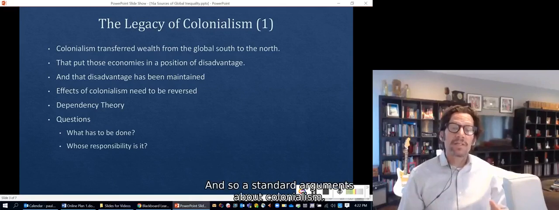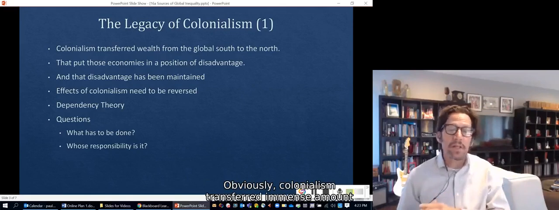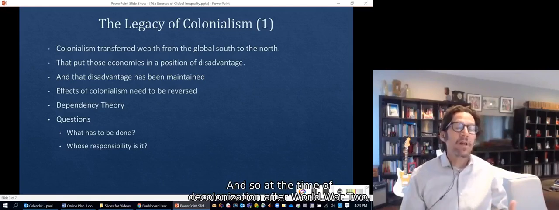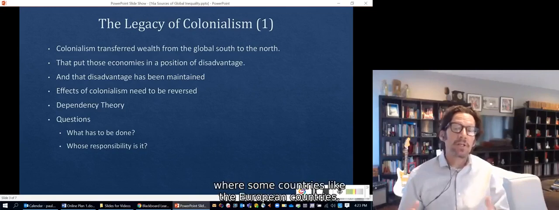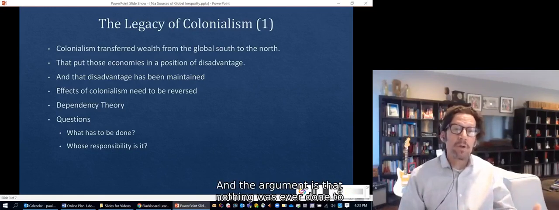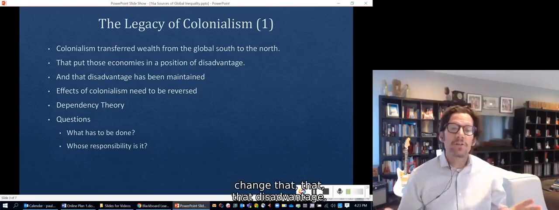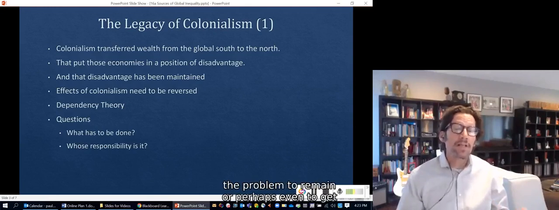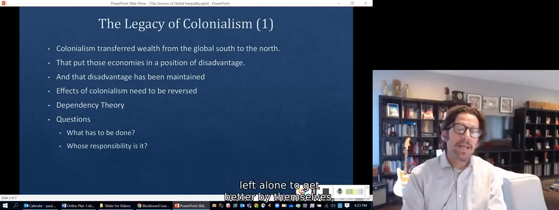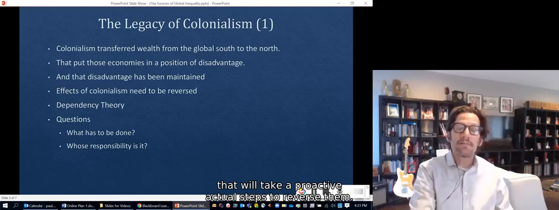A standard argument about colonialism is that it transferred an immense amount of wealth from the global south to the north. At the time of decolonization after World War II, colonialism had created the situation where some countries, the European countries, North America and a few others, were very, very wealthy and others were very poor. The argument is that nothing was ever done to change that. That inequality is something that the global economic system since that time is really not set up to reverse or undo, and just leaving it alone has led the problem to remain or perhaps even to get worse. Put more concretely, there are those who say that the effects of colonialism can't just be left alone to get better by themselves. It will take proactive, actual steps to reverse them.